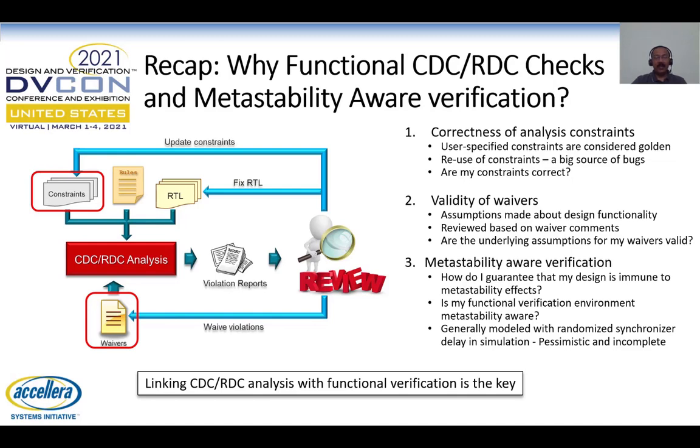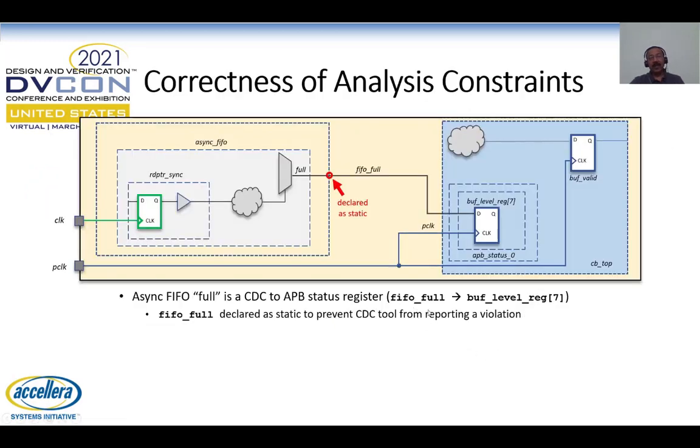Let's look at some examples to understand how these gaps can affect our CDC-RDC analysis process. In this example, we have an async FIFO, and the FIFO full signal crosses from CLK domain to the PCLK domain into a status register, which is essentially in the APB status interface. The user did not bother to synchronize this path because it is going to a status register. Instead, he declared it as static so that the tool does not report any violation on this unsynchronized path.